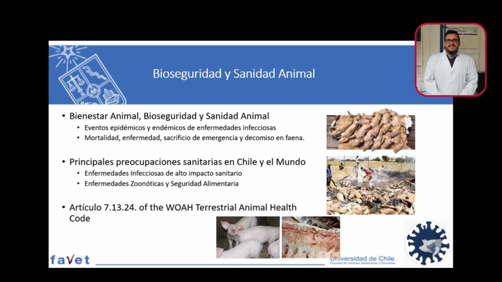And how does it affect us? It will affect us because when there is no good health, there will be epidemic events and endemic events of infectious diseases. And at the same time, they will cause mortalities, morbidity, disease, emergency slaughter, and finally, all of them contrary to an efficient swine production, which has the purpose of generating swine animal protein with an appropriate quality for human consumption.